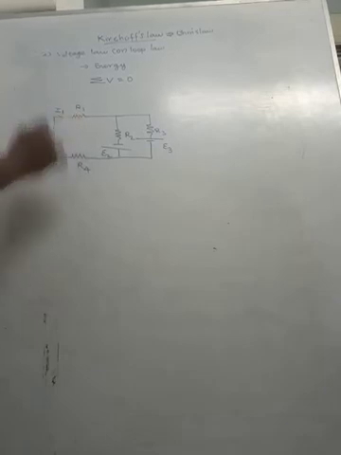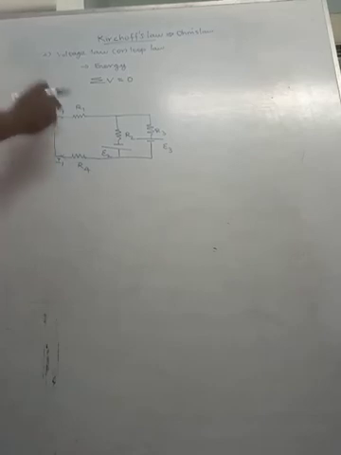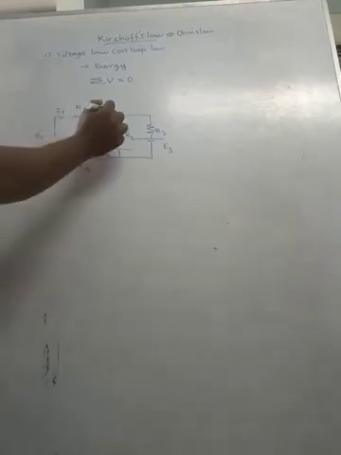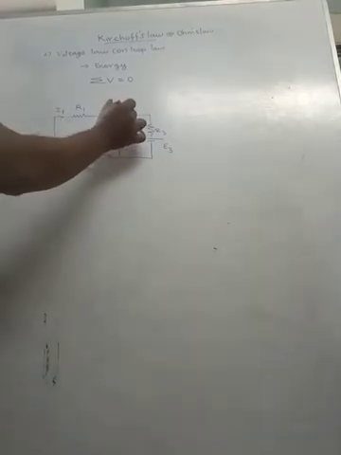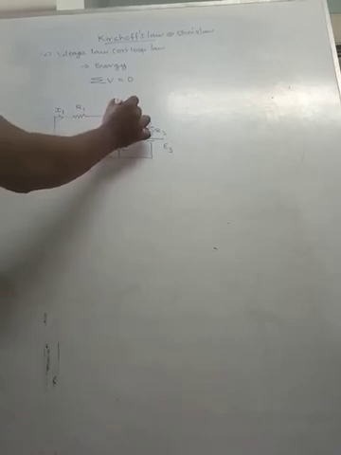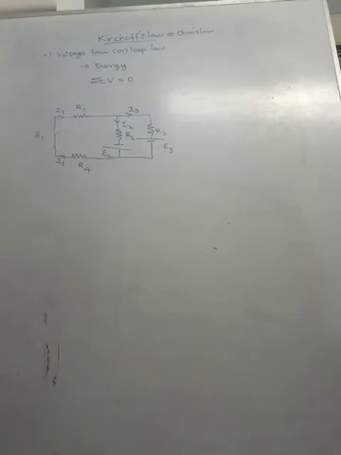According to the law of conservation of energy, let me take this as the current I1. So the current leaving the junction is I1, which means the current entering the junction is also I1. So this is I1, and this is also I1. Now this I1 has two paths, so the current will be divided here. This current, let me take it as I3, and this current as I2.